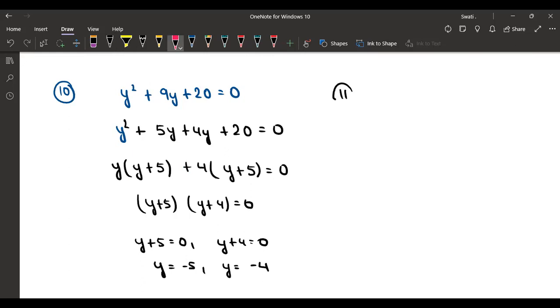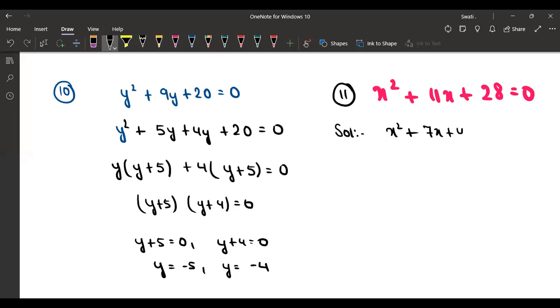Now we can move to the 11th one. So in the 11th question, we have x squared plus 11x plus 28. This is very simple. When you practice, you will understand quickly what numbers you have to choose. So here I understood that I have to write x squared plus 11x as 7x plus 4x, because that is also giving me 28 if I multiply, and if I add, I'm getting the middle term, that is 11x. So plus 28 is equal to 0.